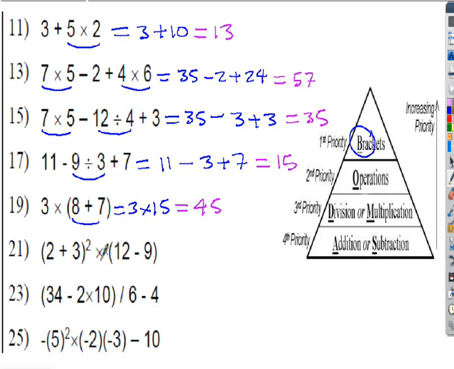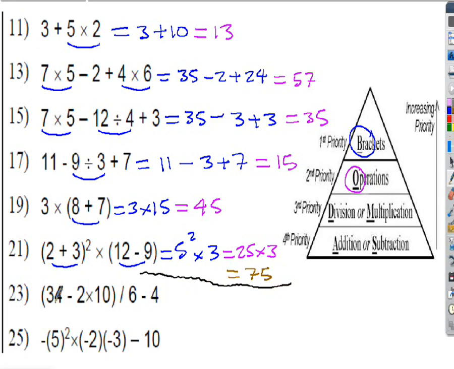Question 21, we've got two brackets here that are multiplied together, and one of the brackets is actually squared. So the precedence starts with the brackets first of all. So simplifying them, 2 add 3 is 5, that's 5 squared. And we're multiplying that by 12, subtract the 9, that will be 3. So the next highest precedence is the operations, that's a squared in this case. So we need to evaluate 5 squared, so that's 25, which is still multiplied by 3. So our final answer there will be 75.